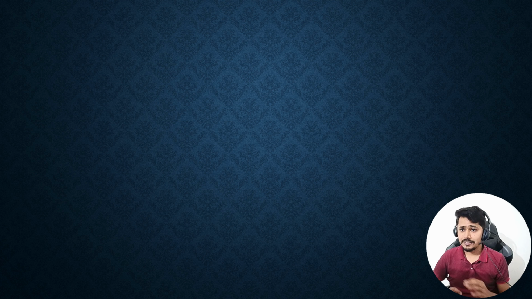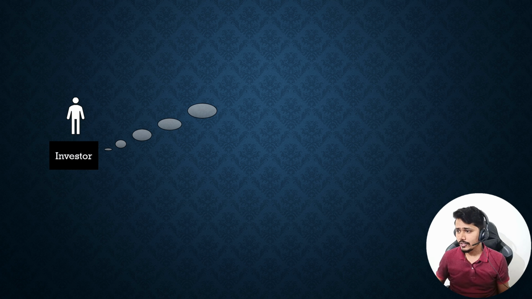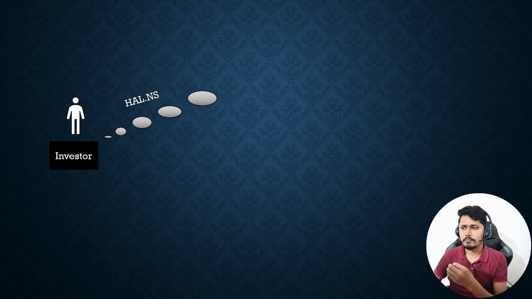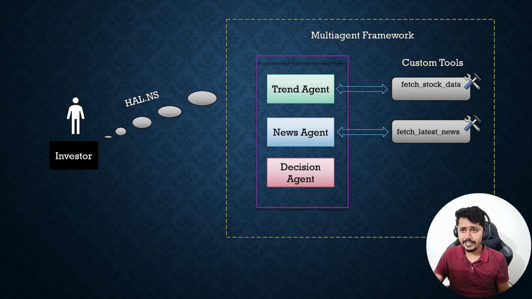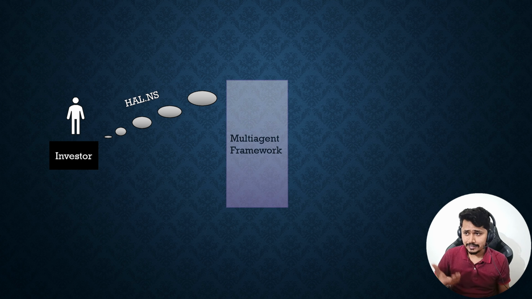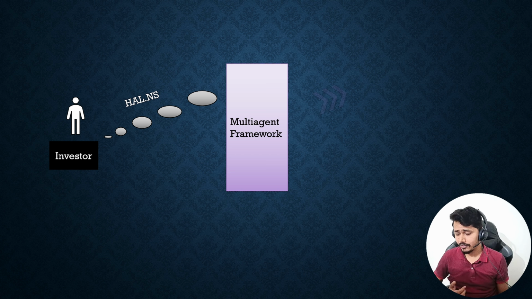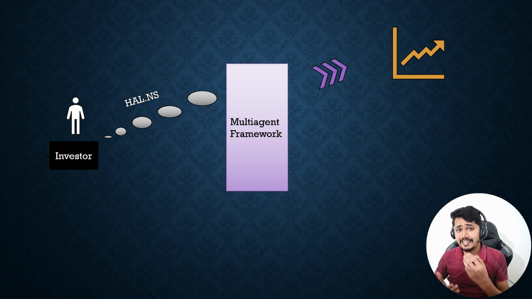So let's understand now what it is that we are going to build. As an investor, we are going to pick one stock. Let's say we are picking HAL, Hindustan Aeronautics Limited, from the National Stock Exchange. And then this is the multi-agent framework that we have already discussed. For this particular multi-agent framework, whenever we feed the data, it is going to tell us the statistics of that particular stock. It can be anything; HAL is just an example.